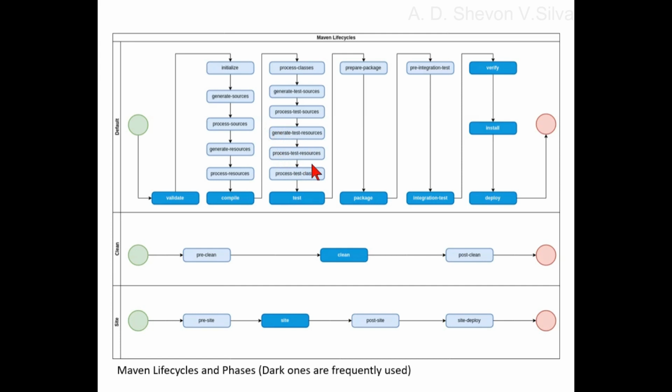Test compile is connected to process test classes. Process test classes is connected to test. Test is connected to prepare package. Prepare package is connected to package. Package is connected to pre-integration test. Pre-integration test is connected to integration test. Integration test is connected to post-integration test, not shown here. And post-integration test is connected to verify. Verify is connected to install, and install is connected to deploy.